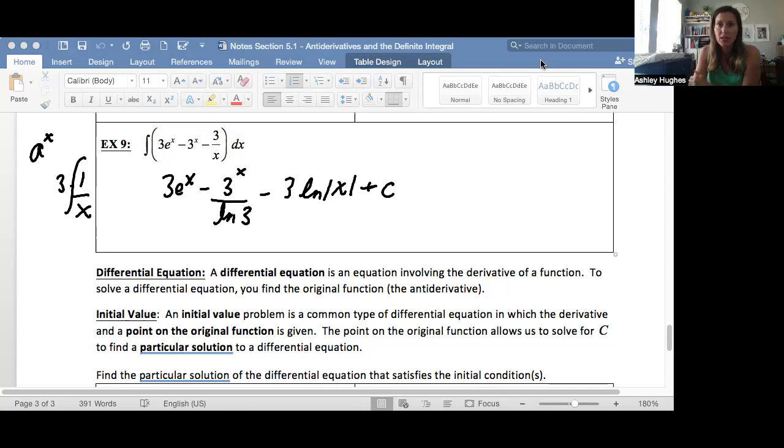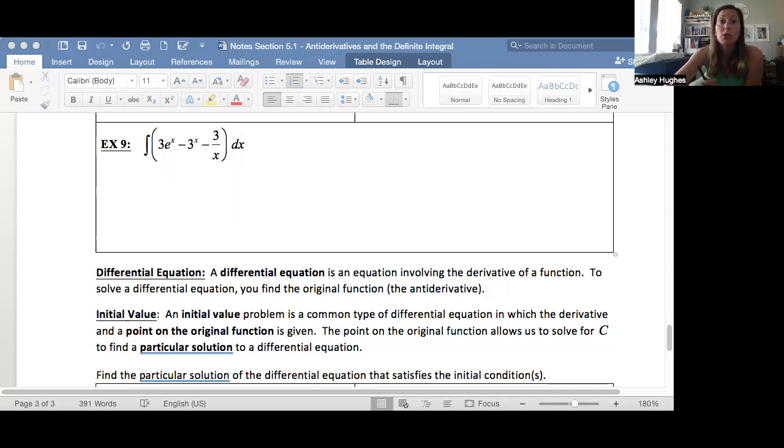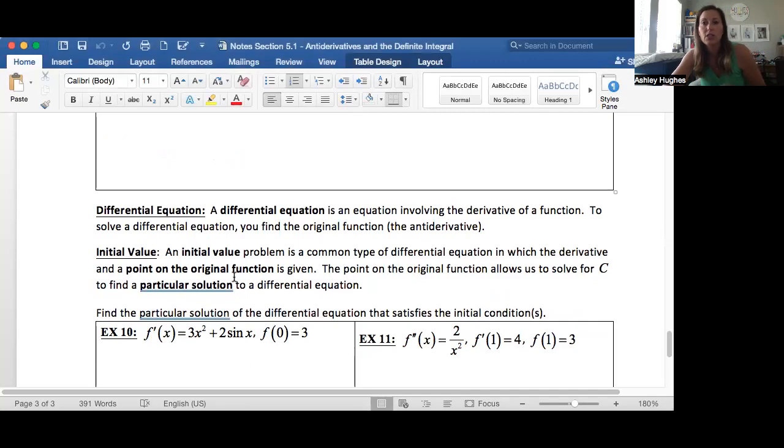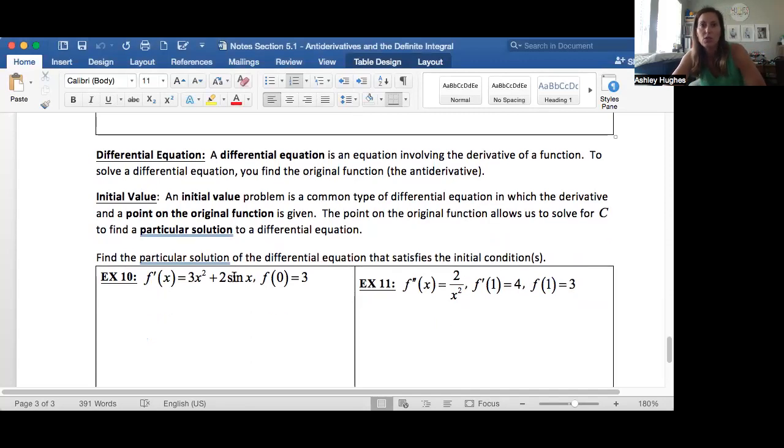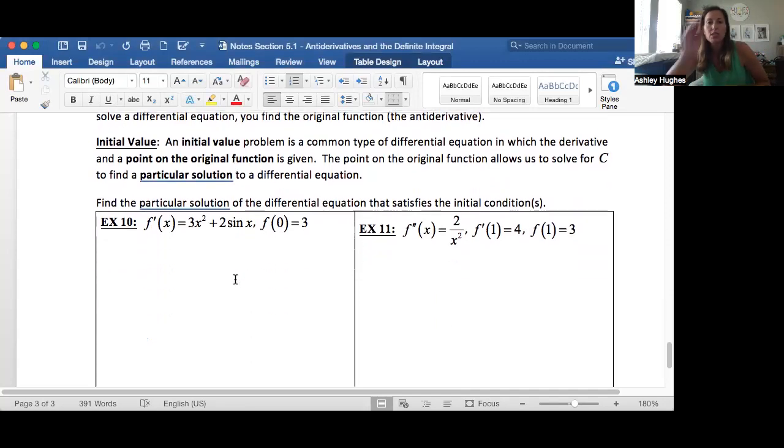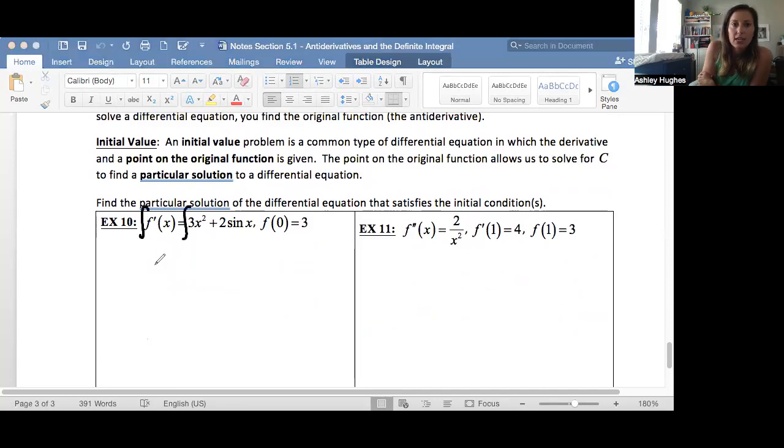So that's that one. Now we're going to very quickly talk about the concept of a differential equation. It's an equation involving a derivative of a function. So we're going to solve it using an initial value. So that helps us find what C is. So if I want to find what the original function is, I take the antiderivative. The antiderivative of f prime would give me f.